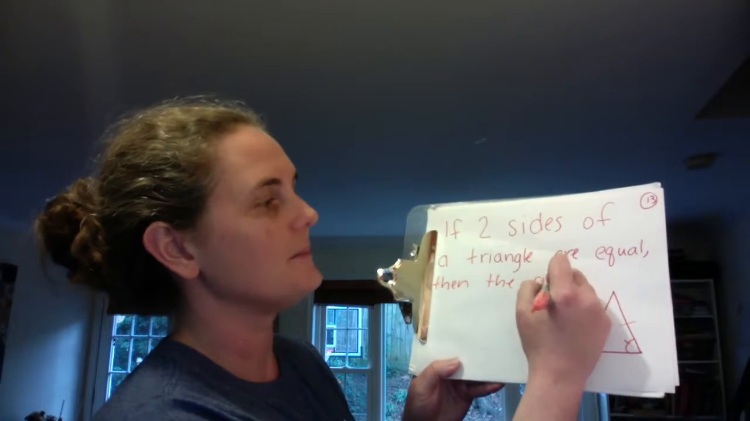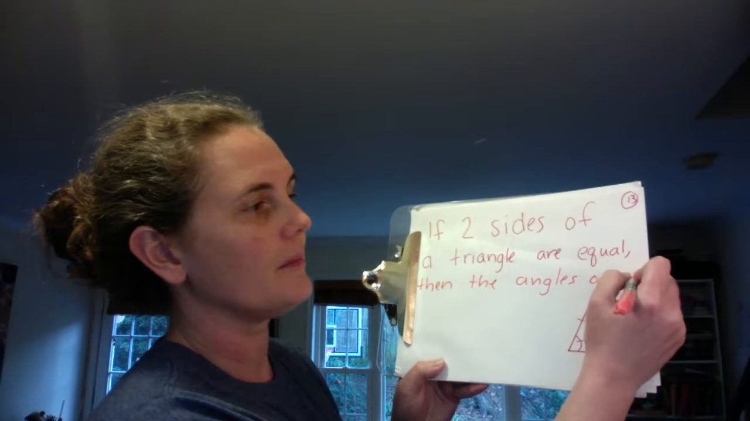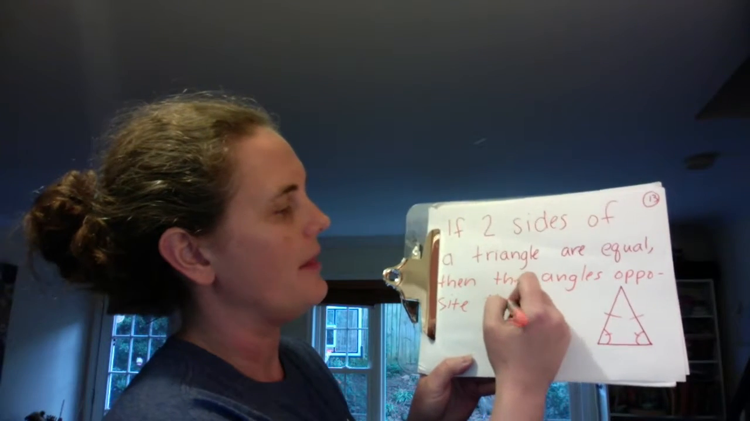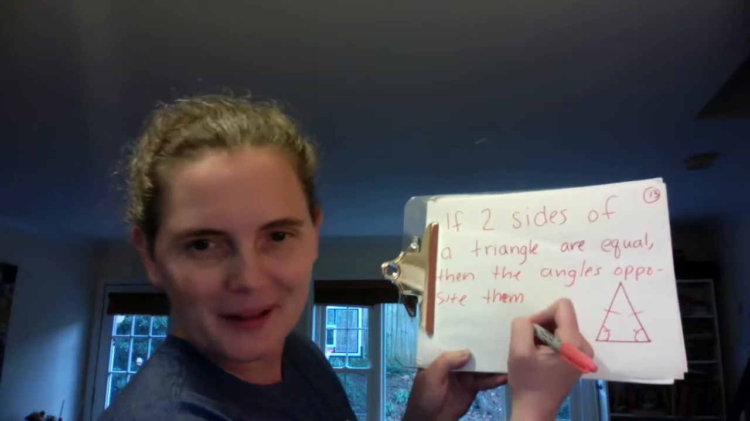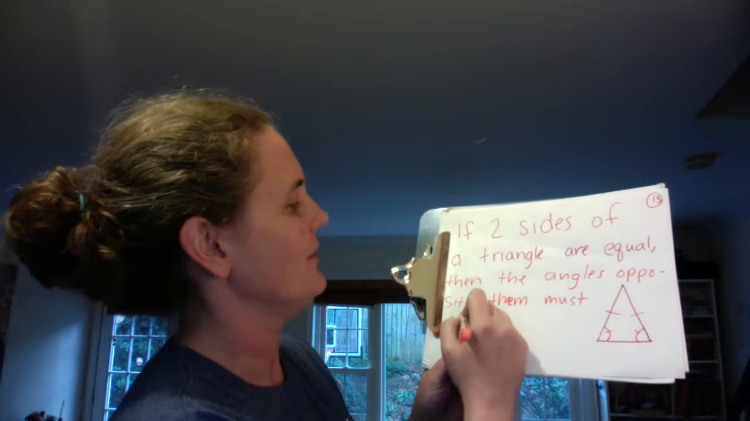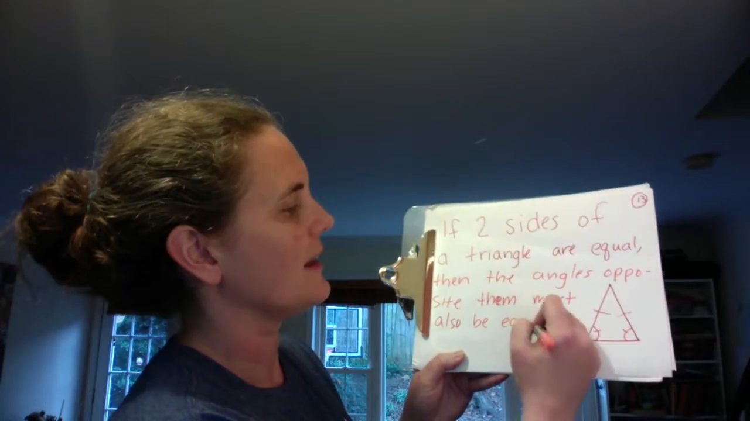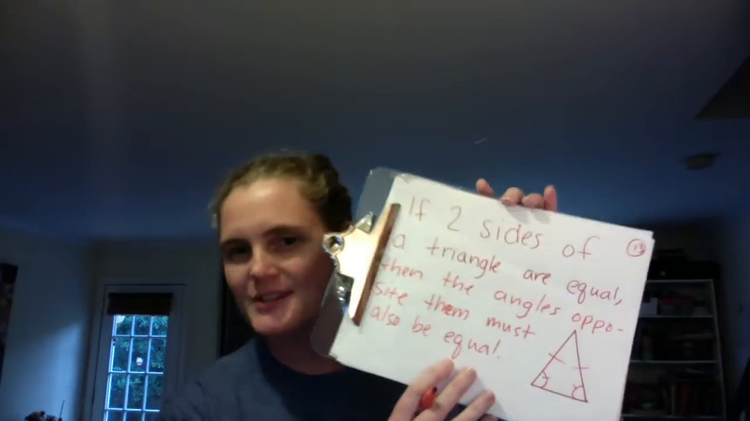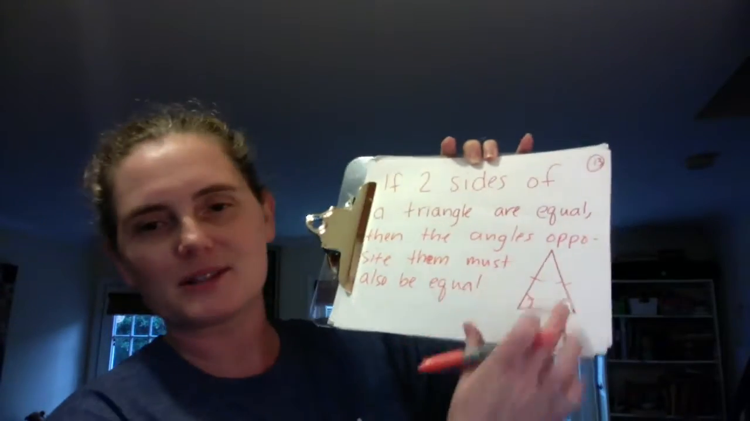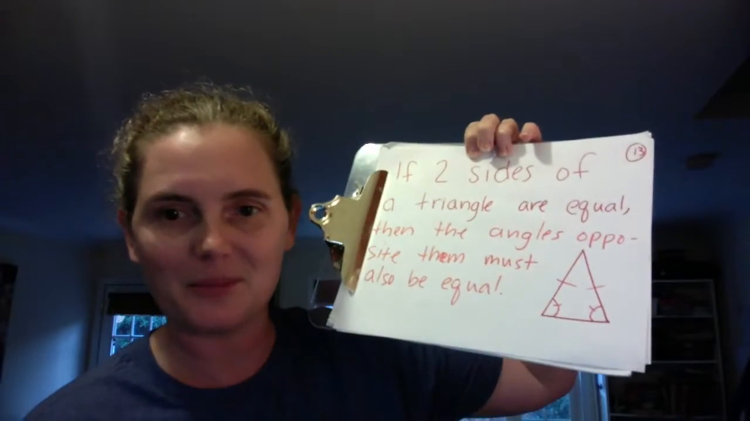the angles opposite them must also be equal. All right, so that's the first theorem we've got. As soon as you see a triangle that looks like this with two equal sides, I want you to immediately go bing, that means the angles opposite them are also equal.